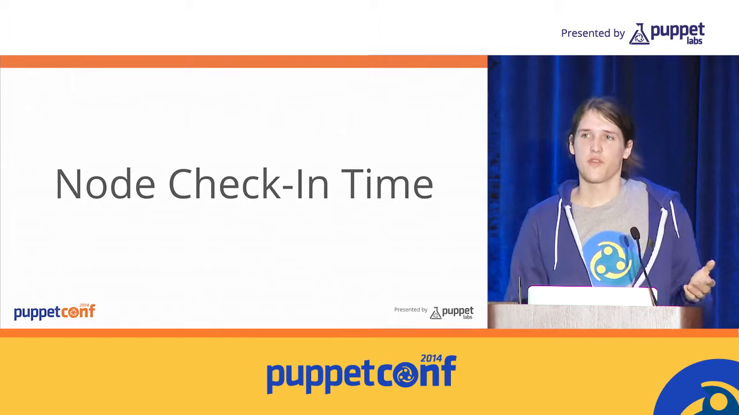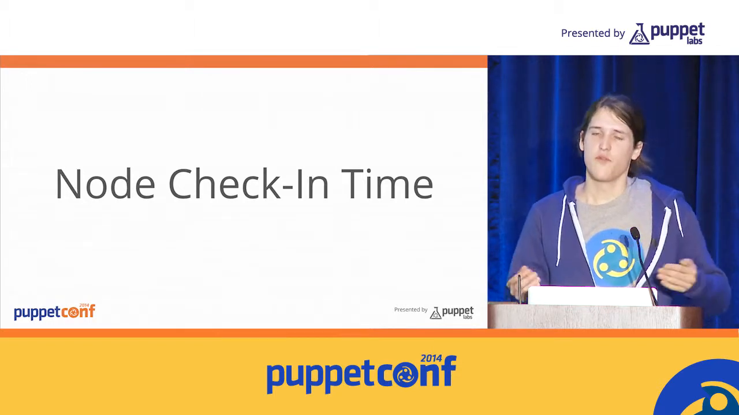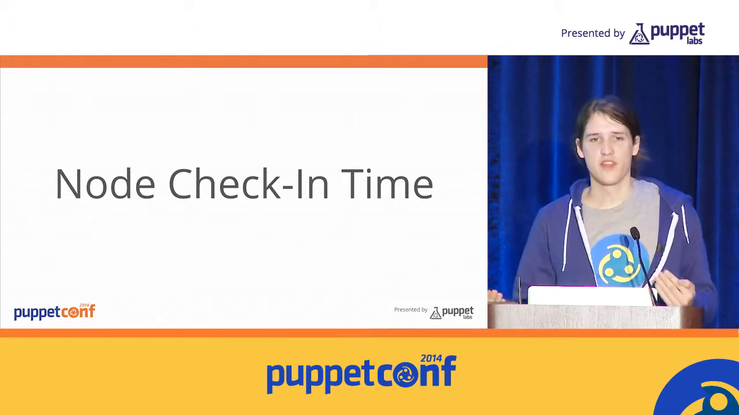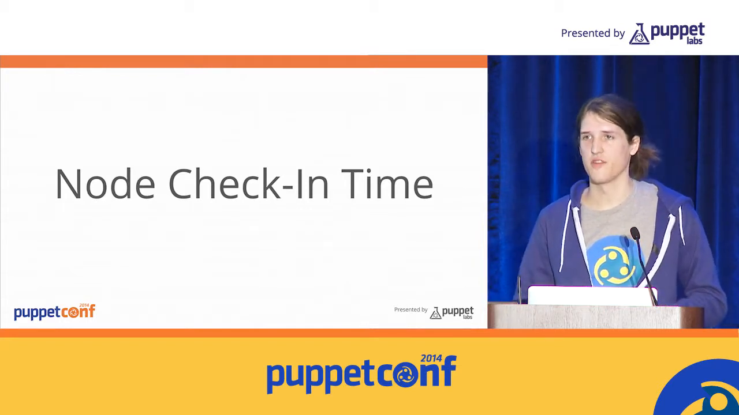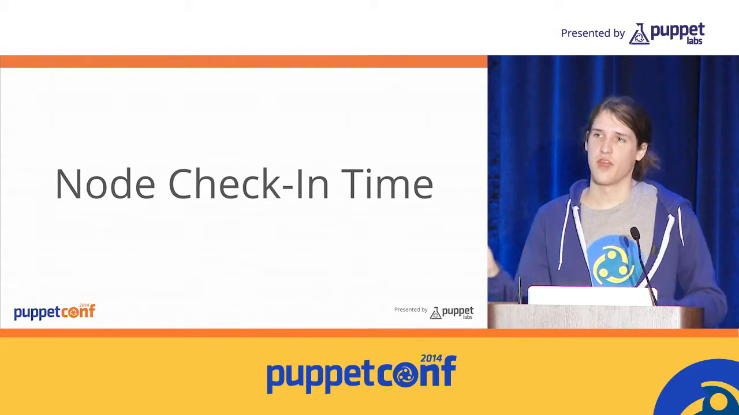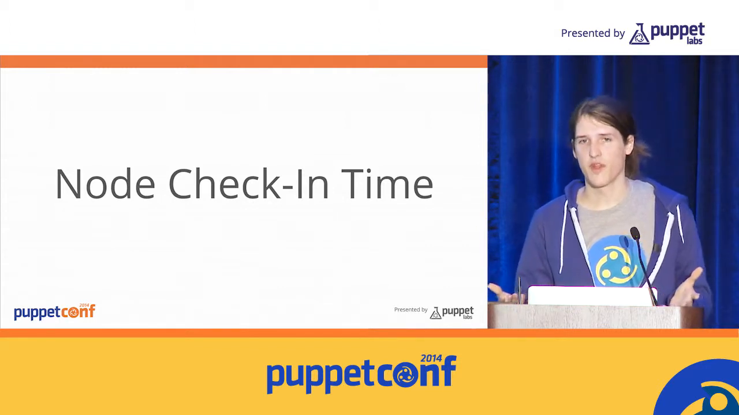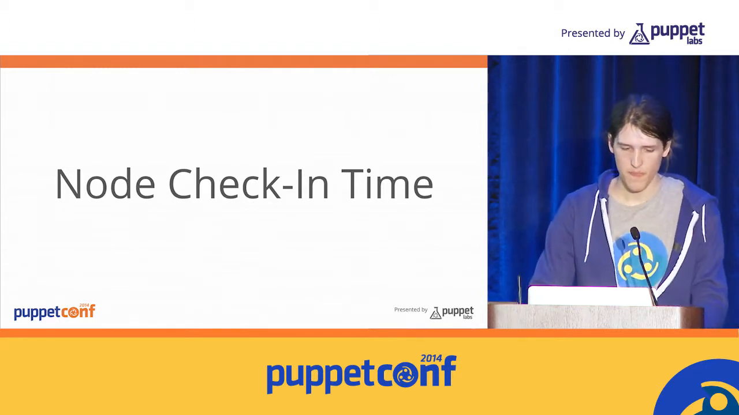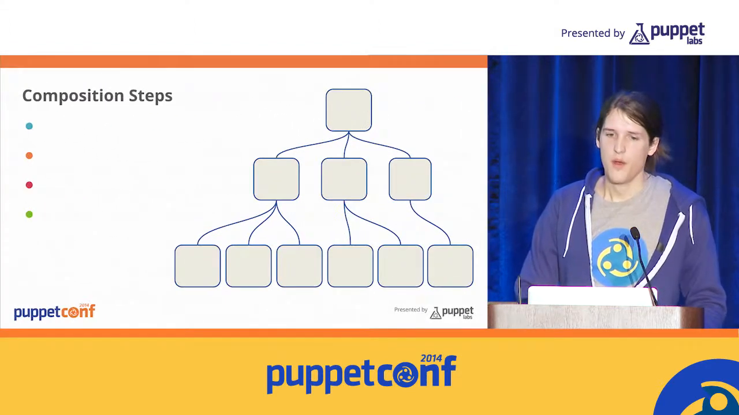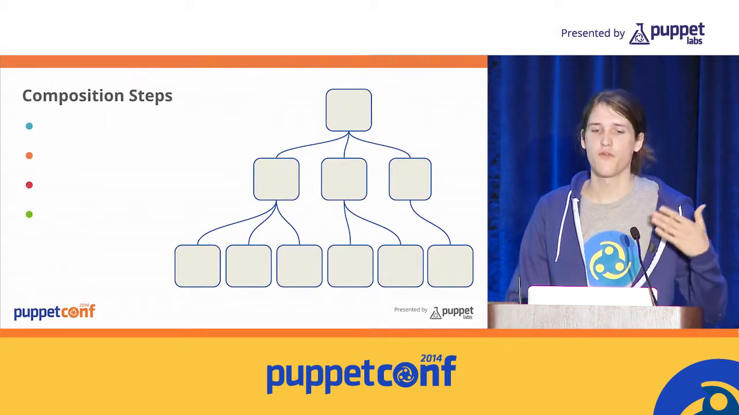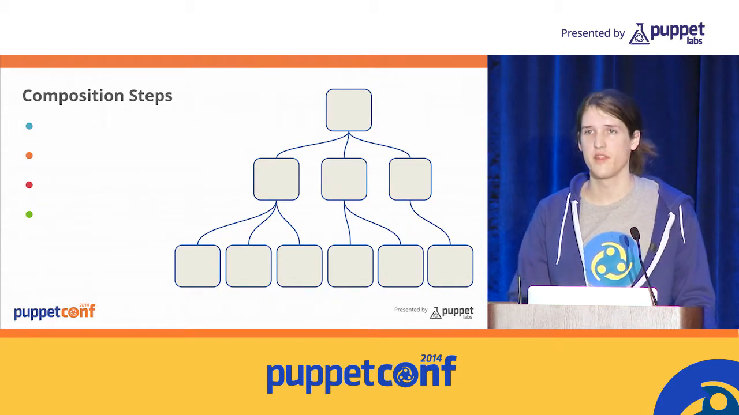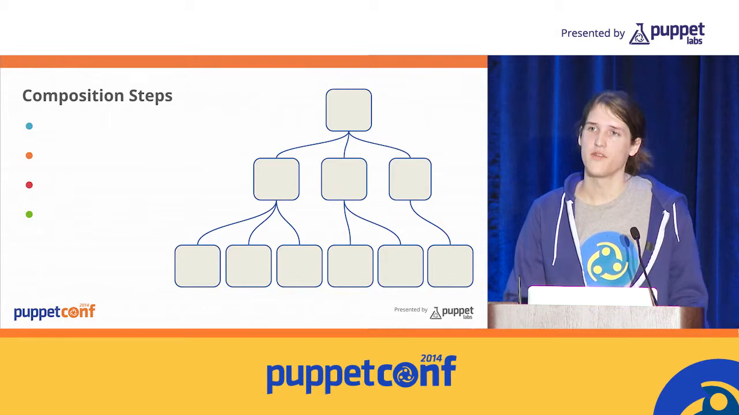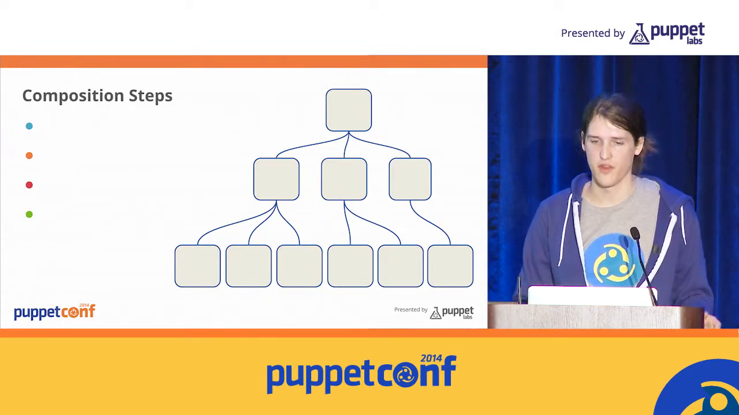So this introduces a complication of what exactly happens when my node checks in and asks for a catalog. It's not as simple as finding which group that the node matches, pulling down the inherited values, and then just sending that out. There's a little more that's going on. So there's a 4-step composition process that happens when a node checks in to the master and sends its facts, and then the master asks the manager to produce a classification.